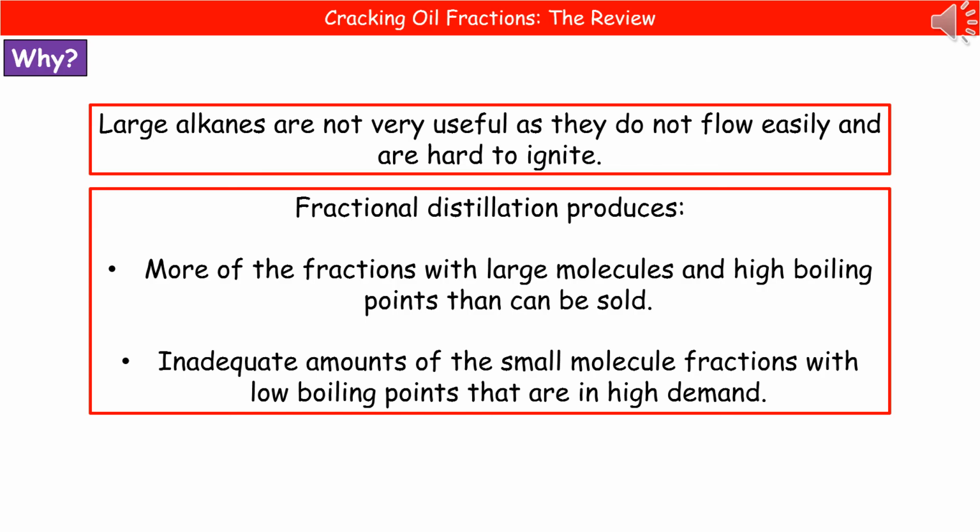Now, the reason we don't just use fractional distillation and then use these long chain alkanes for whatever purpose we needed is because they're not overly useful. They don't flow easily because they're quite thick in their nature, and they're rather hard to ignite, so we can't burn them as easily as we can the shorter chain alkanes. In fractional distillation, as we've said, we're producing more of the fractions that have these large molecules and high boiling points than we can sell. And we're not making enough of the small molecule fractions with the low boiling points that are in high demand. So by using cracking, we can match the supply to the demand.